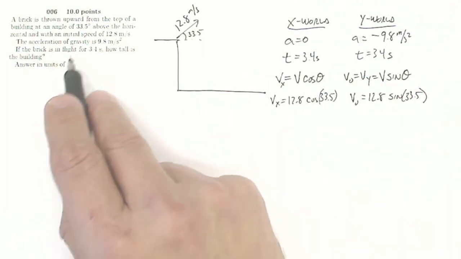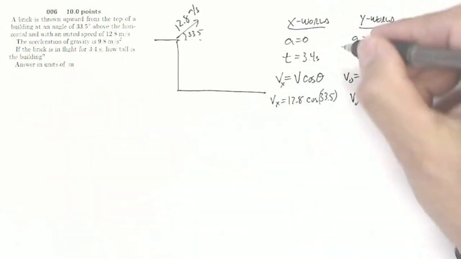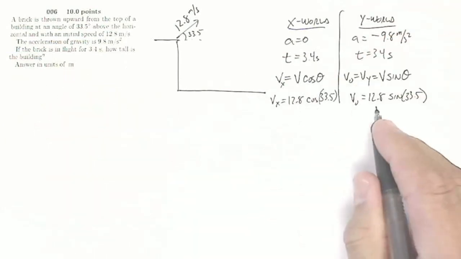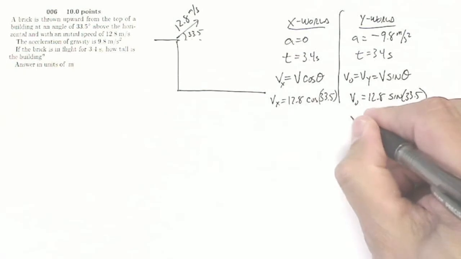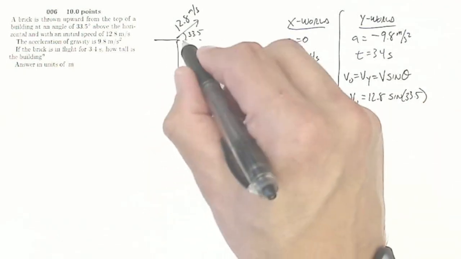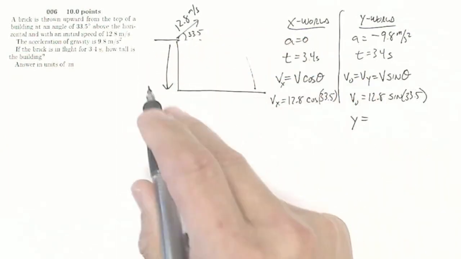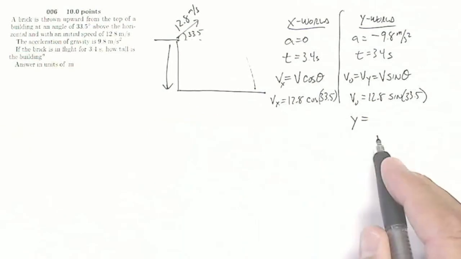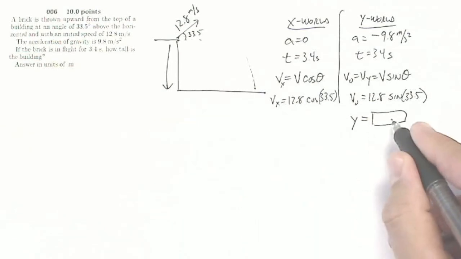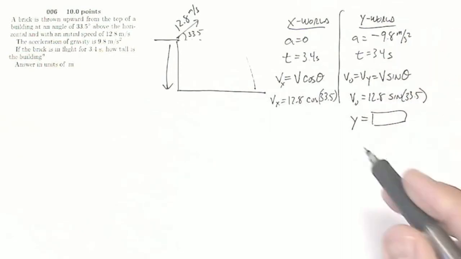What I'm looking for is how tall is the building? Well, I actually don't even need my X world stuff here. I just want to find how tall is the building, so I'm looking for my Y. I want to know the displacement from here to here, and once it goes up and comes back down, it's going to have an overall displacement of Y negative in this direction. So that's what I'm looking for. I'm looking for my Y. So do I have an equation with initial velocity, time, acceleration, and Y?